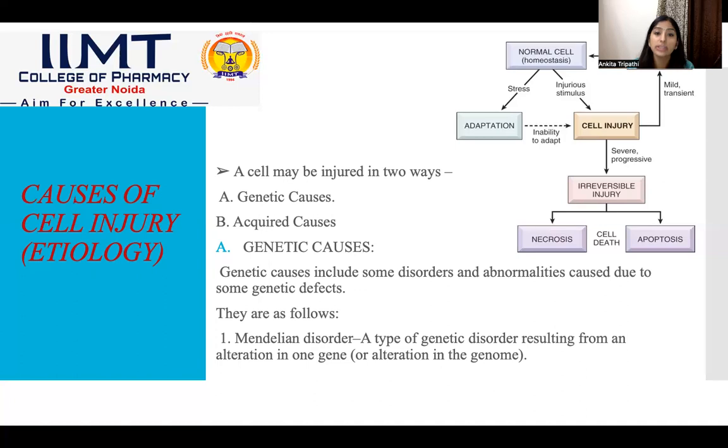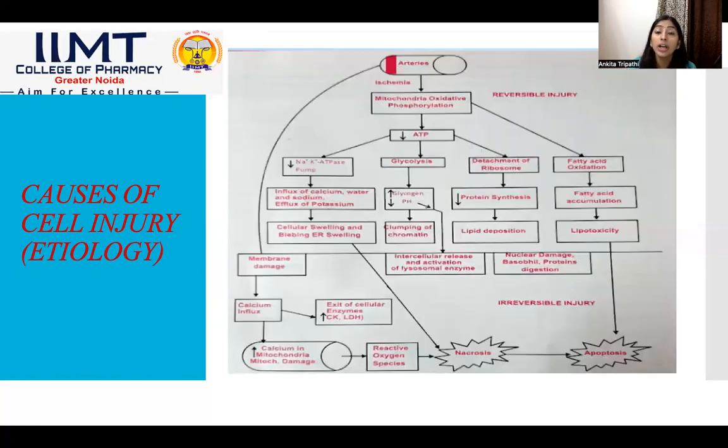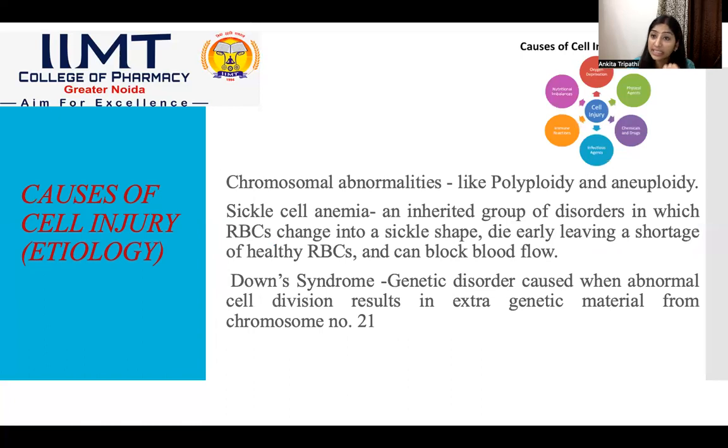Coming to genetic causes, these generally mean changes in our genes and abnormalities in our chromosomes. For example, we have diseases known as sickle cell anemia and Down syndrome. These kinds of diseases have chromosomal defects and generally cannot be cured.